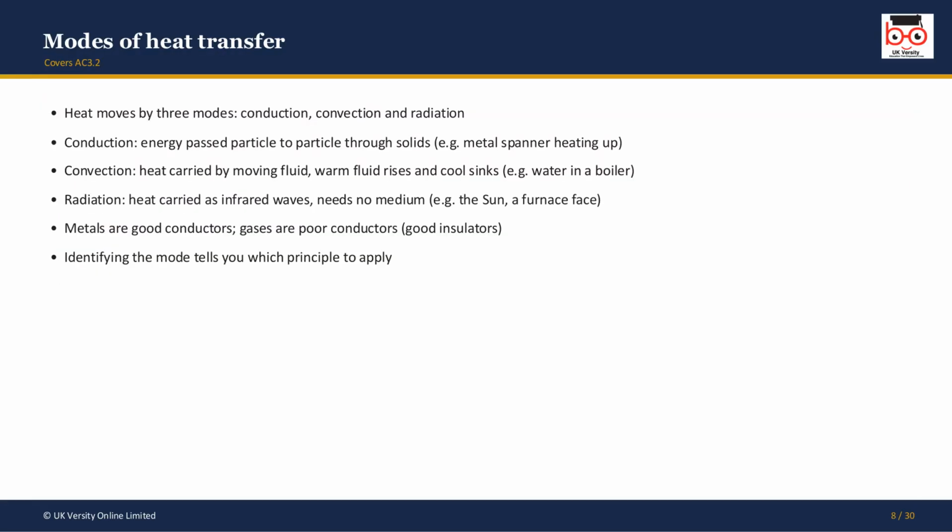Heat gets from place to place in three ways, and it's worth being able to tell them apart. Conduction passes energy from particle to particle through a solid. Think of a metal spanner slowly heating up. Convection carries heat in a moving fluid, as warm fluid rises and cooler fluid sinks to take its place, like the water circulating in a boiler. And radiation carries heat as infrared waves that need no medium at all. That's how warmth reaches us from the sun or the face of a furnace. Metals conduct well, while gases are poor conductors and so make good insulators.